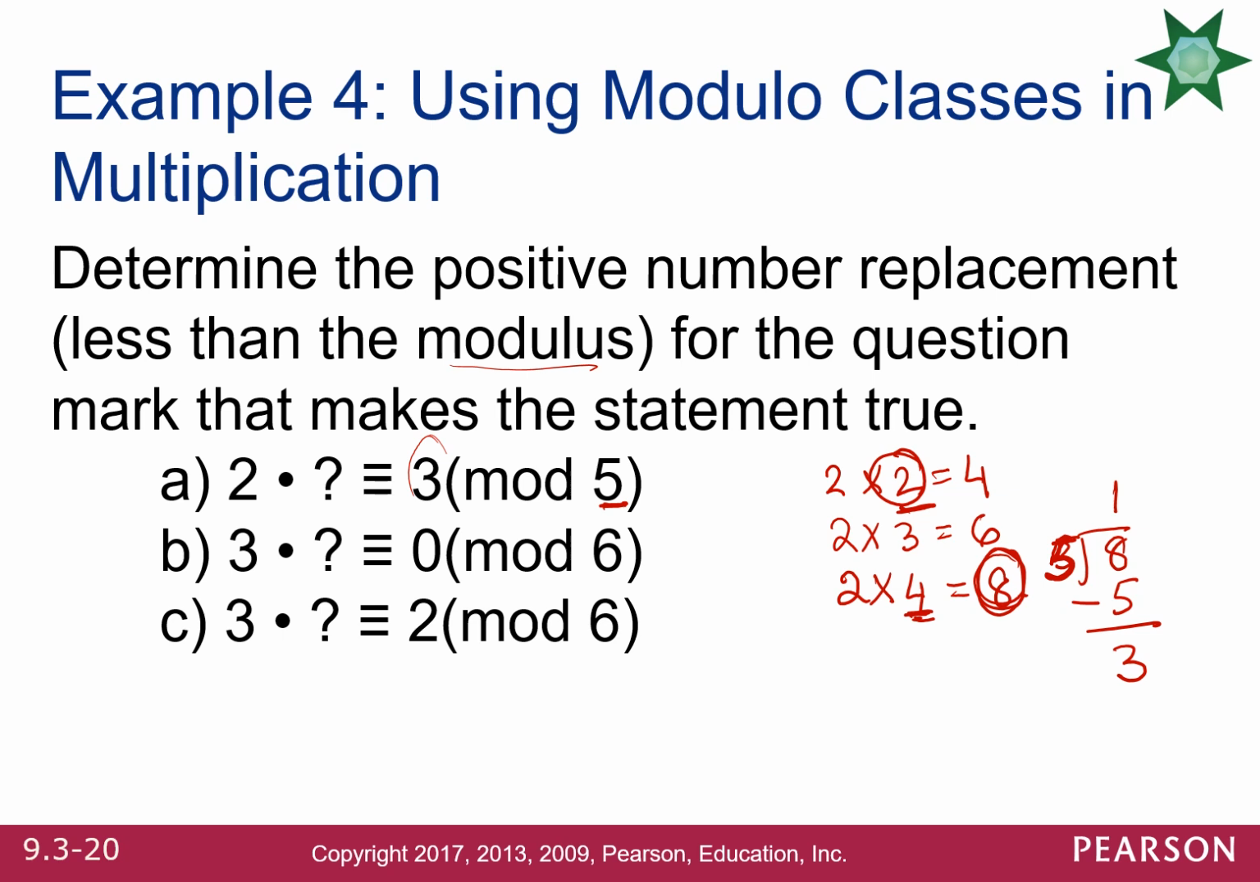So 4 is the number that makes this statement true. So we replace the question mark with a 4. All right. Likewise, 3 times what number? We are going to replace that question mark by a number which, when divided by 6, is going to give us a remainder of 0.